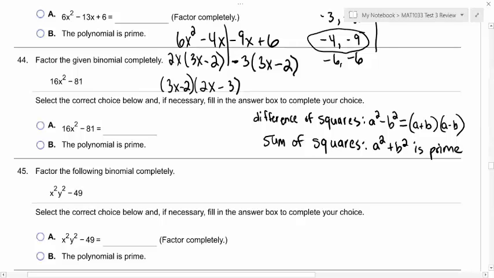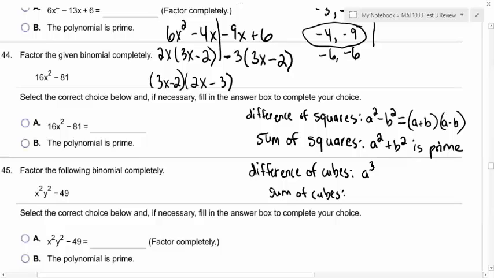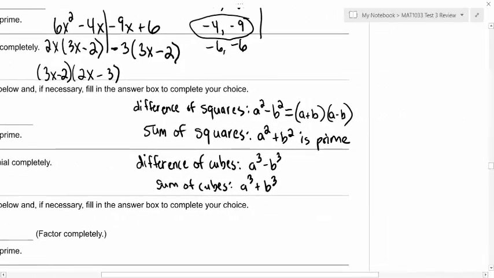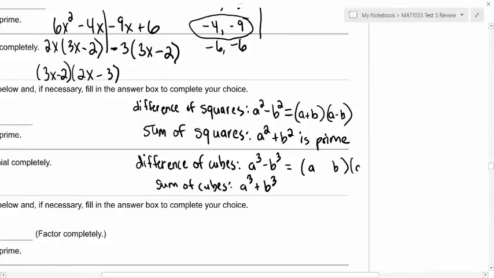Okay. But then we also learned a difference of cubes and a sum of cubes. So these are all the ways you've learned to factor binomials. Now, these formulas are very similar because they both have an A, a B, and then an A squared, AB, B squared. The only difference is the signs.